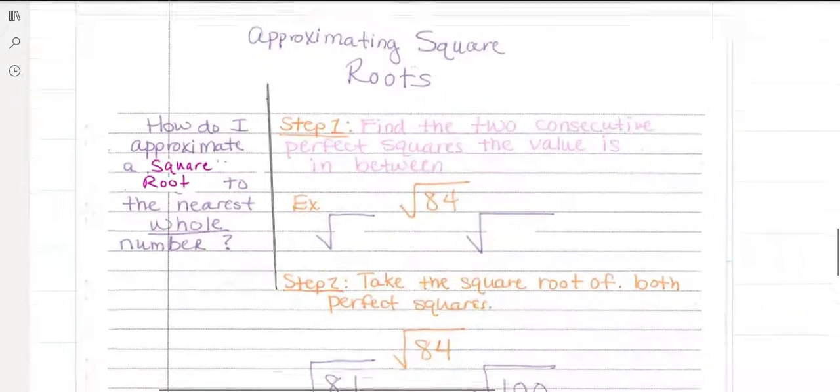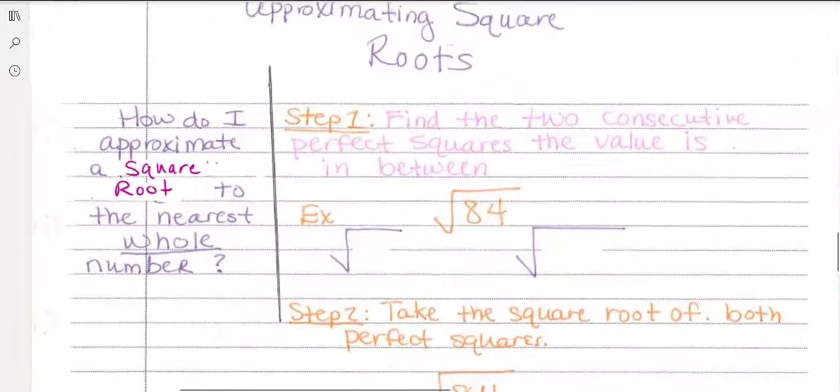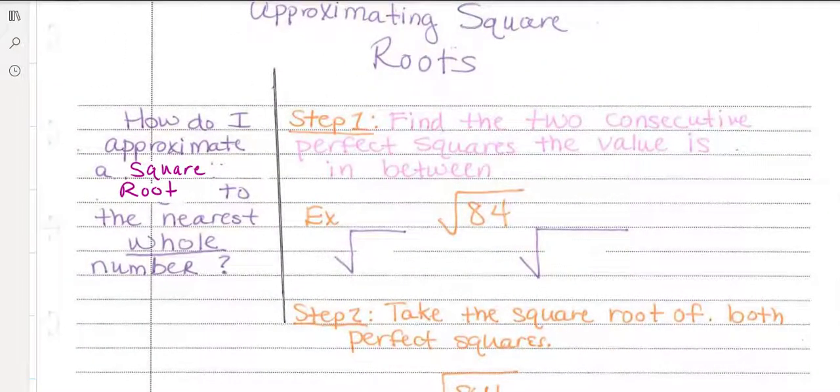So here are the steps. Please make sure you're copying down the steps. The first thing you're going to do, we're looking for the square root of 84. 84 is not a perfect square. There is no whole number times itself that I can multiply to get 84. So I have to find the closest ones.